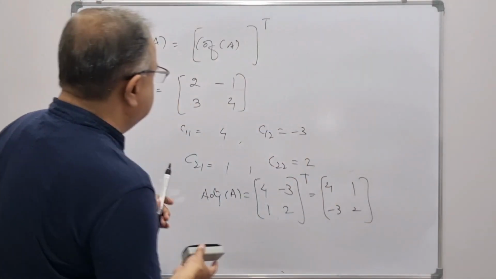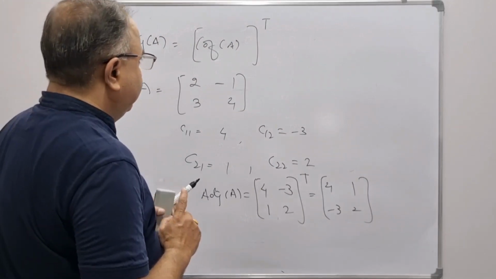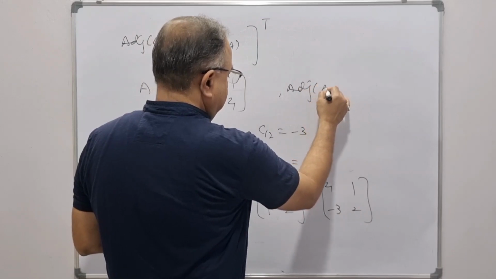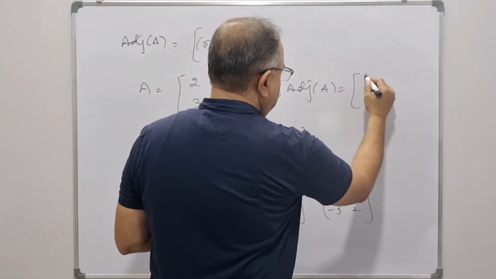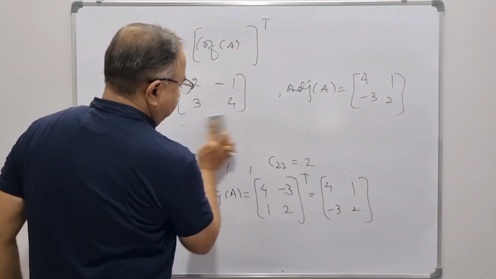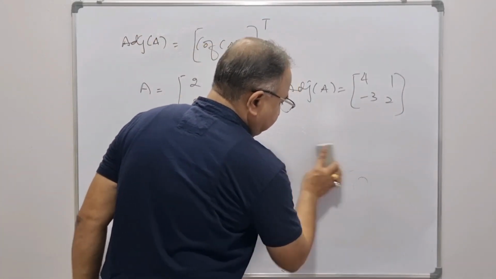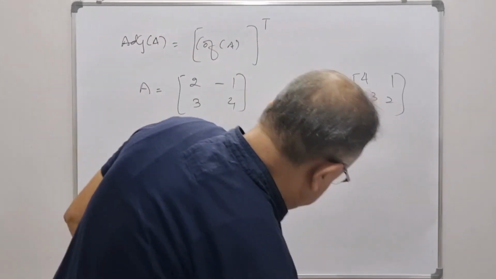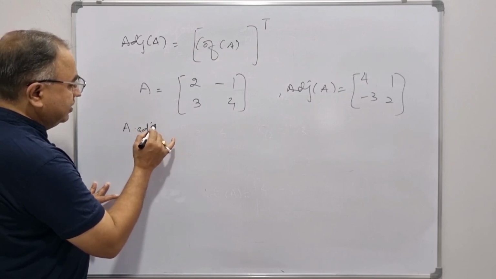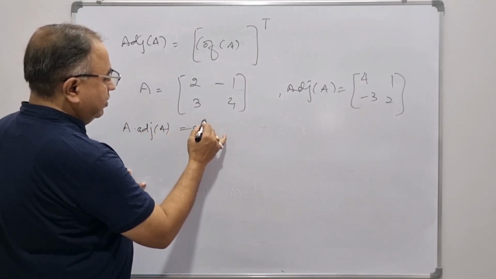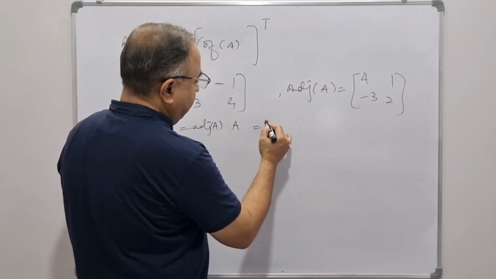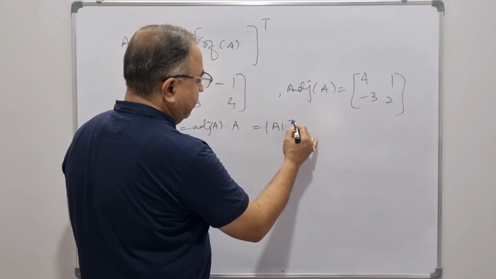Now we see some result regarding the adjoint of any matrix. So here we got that for matrix A, the adjoint is 4, 1, minus 3 and 2. Now there is a very interesting result regarding this adjoint of a matrix. It says that if you multiply matrix A by its adjoint, or adjoint of a matrix by the matrix itself, this product is the same as you multiply determinant A by identity matrix of the same order.